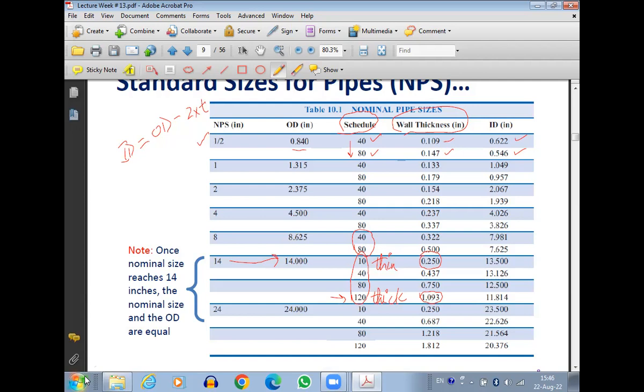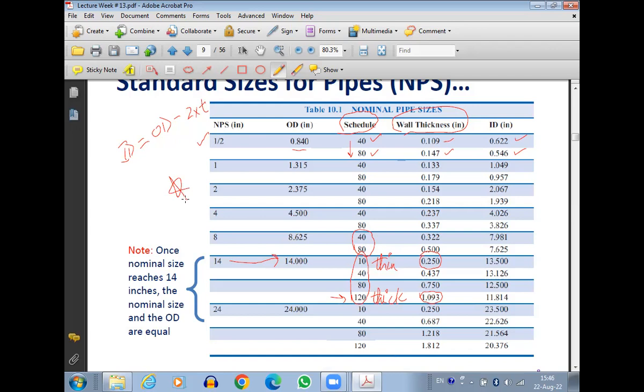So these are some of the things that are important for you to understand or memorize, which could be asked in short questions. You should know what schedule means and what nominal pipe size means, and that's it. These schedules and nominal pipe sizes are the ones commercially available in the market. It's not that any pipe size of any thickness you can get from the market. There are only some commercially available sizes and thicknesses that you can find.